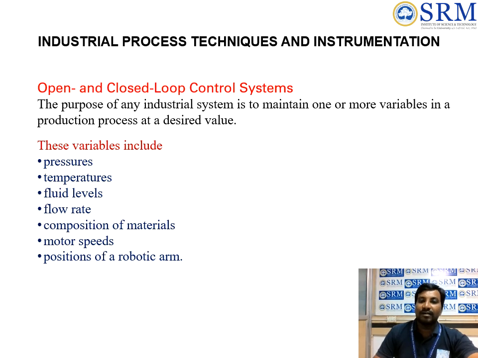In industrial automation, the primary objective of any control system is to maintain one or more process variables, such as temperature, pressure, flow rate, level, or motor speed, at a desired value. To achieve this, industry uses control systems that continuously monitor and regulate these variables. Depending on the method of operation, these control systems are broadly classified into two categories: the open loop control system and the closed loop control system. In this session, we'll understand the working principles, characteristics, advantages, and applications of both control systems.